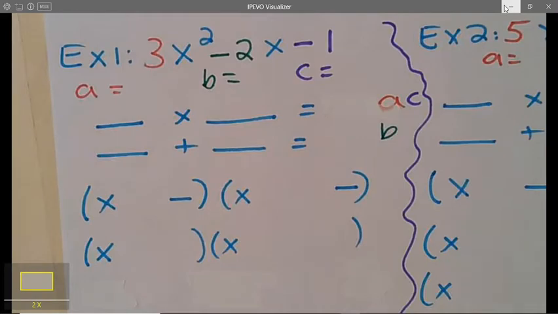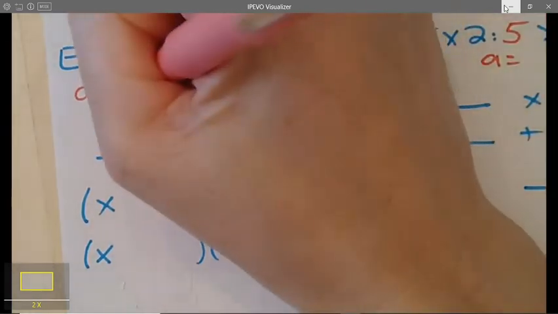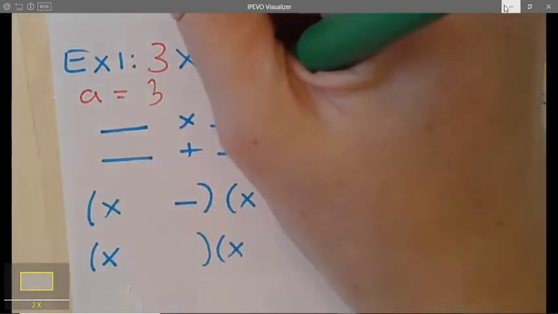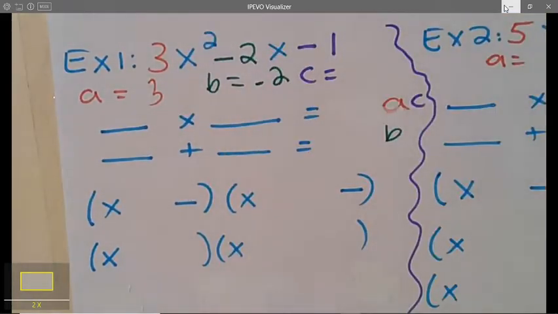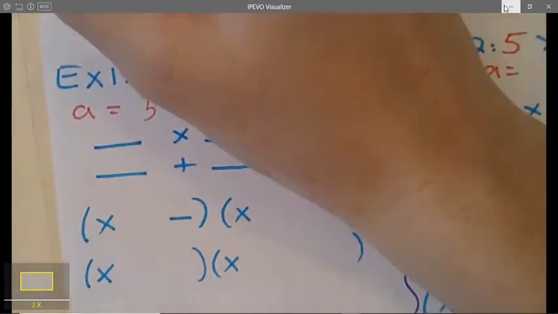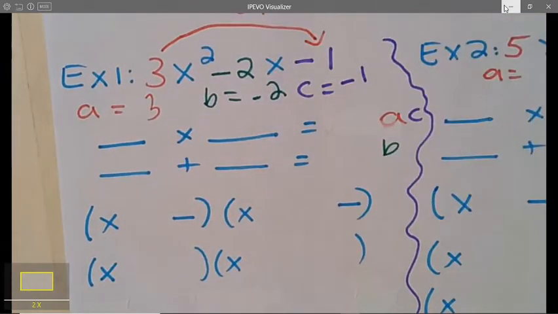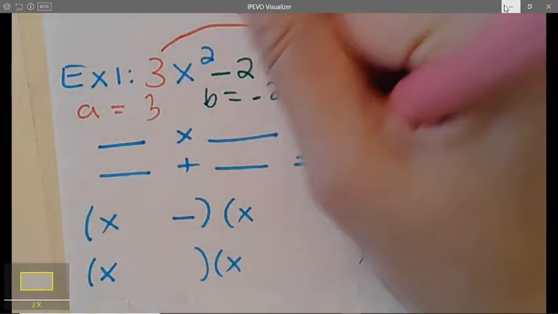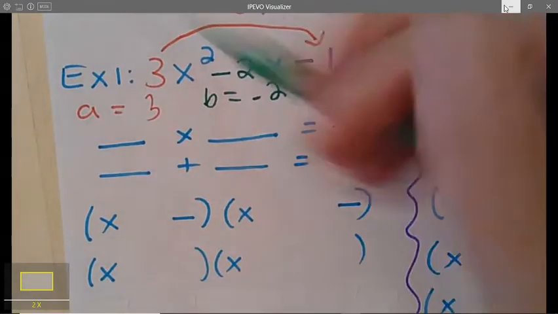Okay, so after that, I'm going to identify my A, B, and C values. So the A is the number in front of my x squared, which is a 3. The B is the number in front of the x, which is a -2. And my C is the number without the x, which in this case is the -1. Okay, so then after that, I'm going to slide my A to my C, which remember that means to multiply. So 3 times -1 is -3, and then my B value is -2.